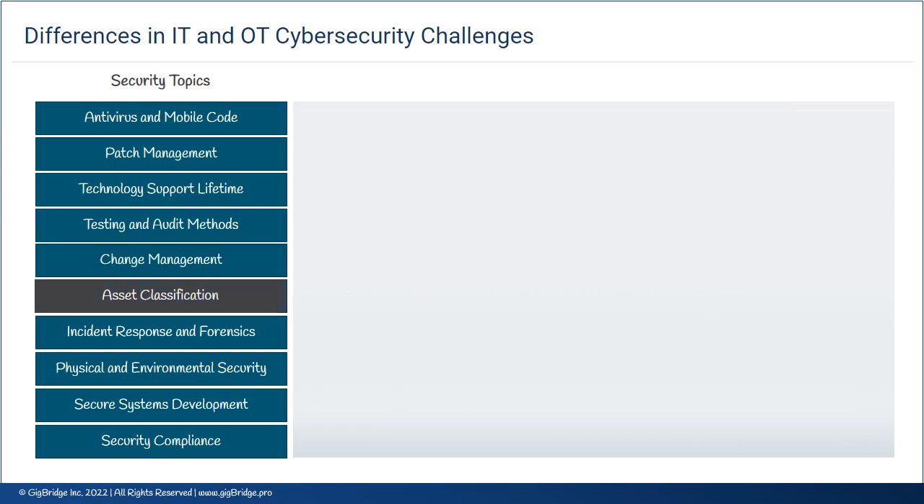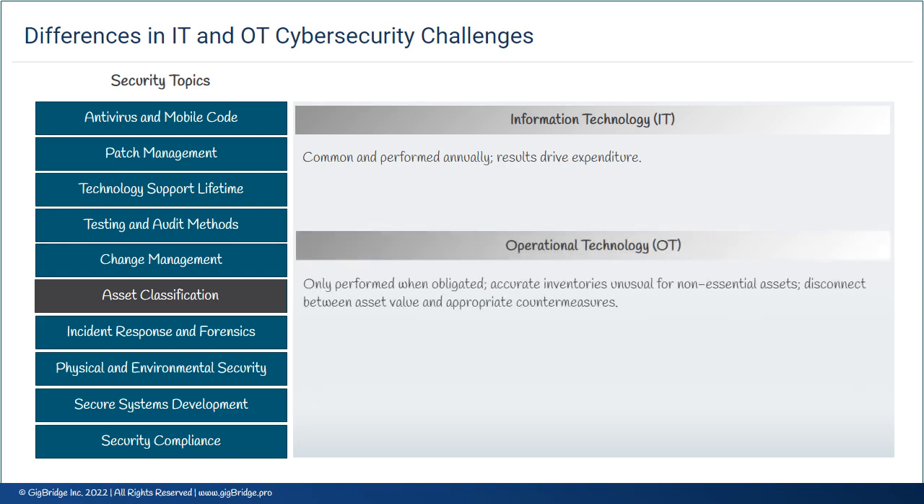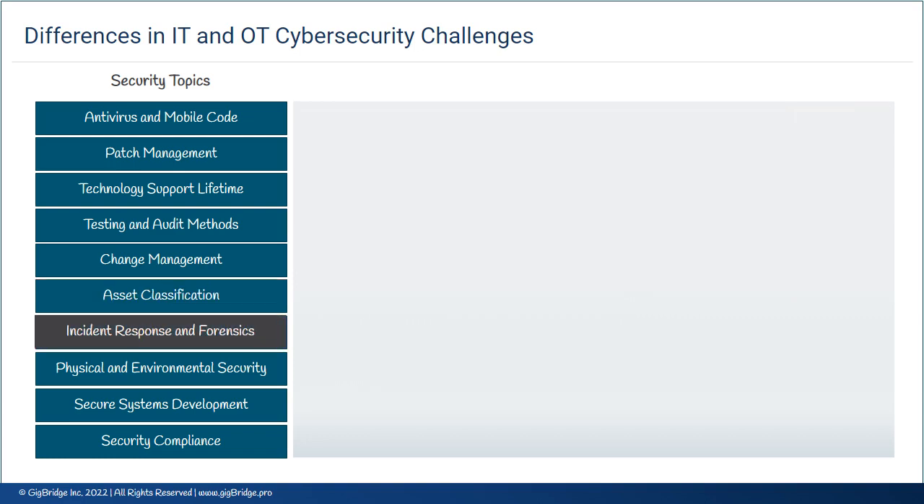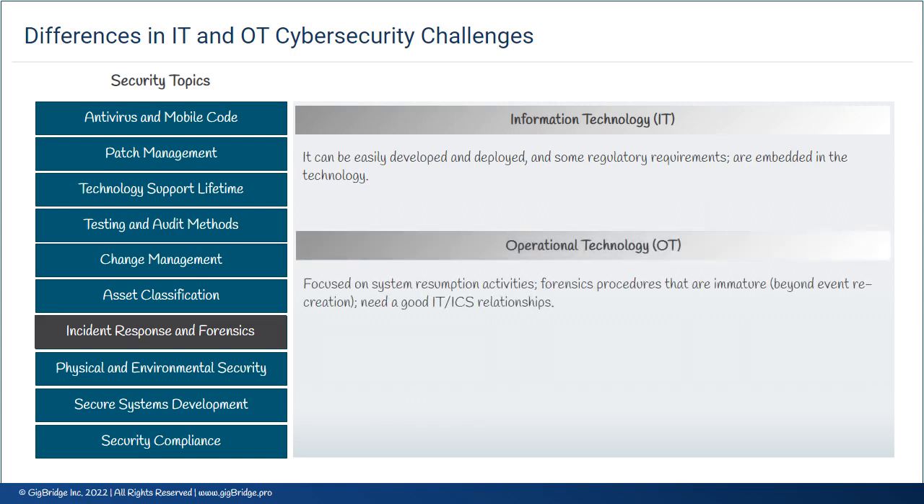Asset classification. IT: common and performed annually, results drive expenditure. OT: only performed when obligated, accurate inventories unusual for non-essential assets, disconnect between asset value and appropriate countermeasures. Incident response and forensics. IT: it can be easily developed and deployed, and some regulatory requirements are embedded in the technology. OT: focused on system resumption activities, forensics procedures that are immature beyond event recreation, need good IT/ICS relationships.